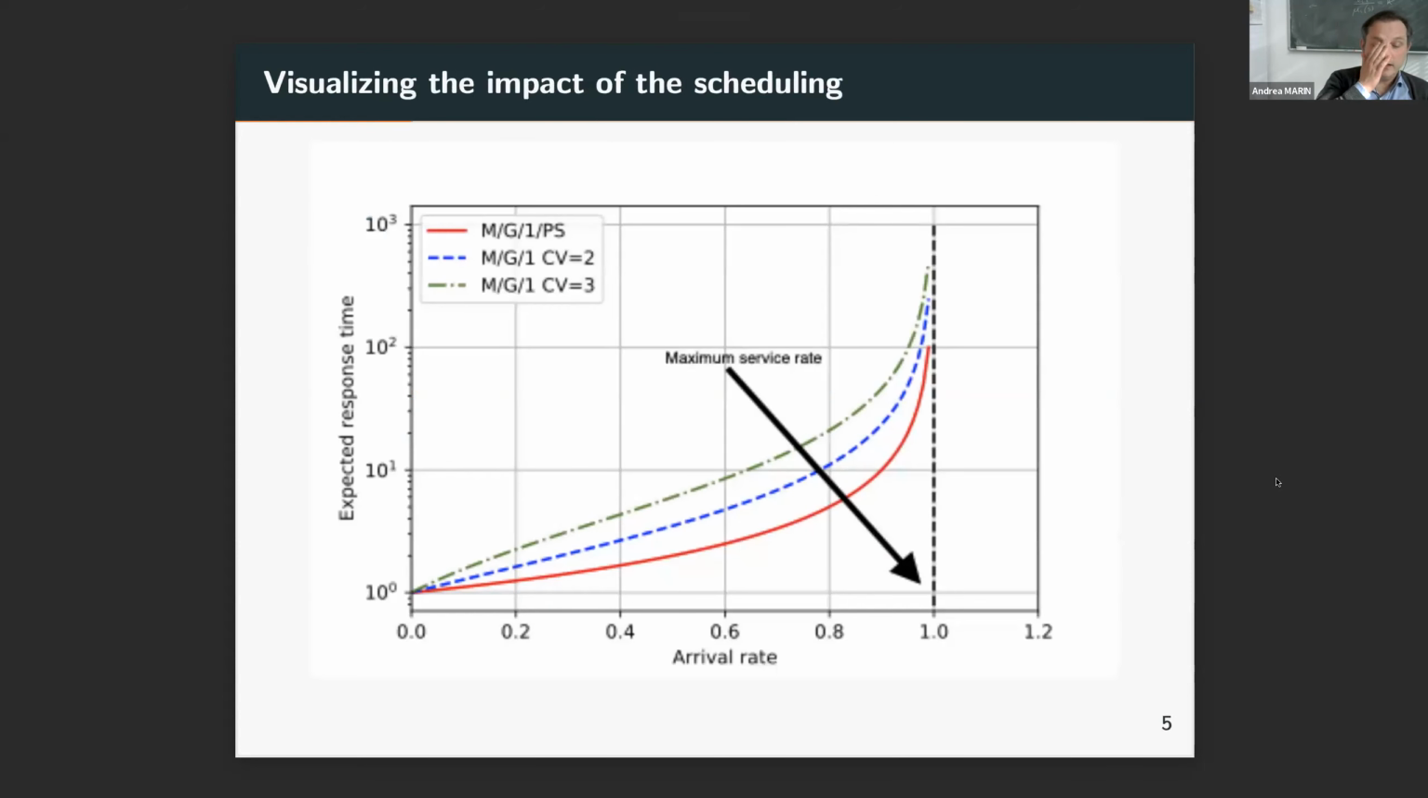So let me show a picture of the expected response time with respect to the coefficient of variation. This is an example, and here we have the maximum service rate. We assume that it's going to be 1. Here you may see that as the arrival rate increases, we have this vertical asymptote that is the same for the M/G/1 and the M/G/1 PS system, but the line of the M/G/1 PS stays always below the other two.